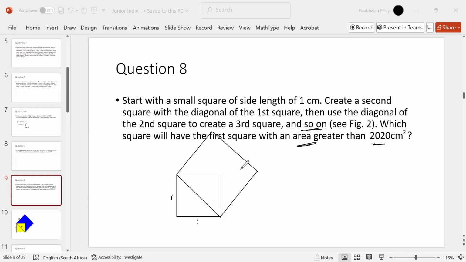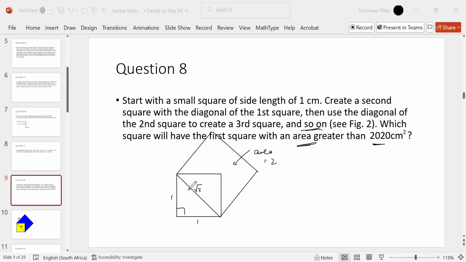And what's the area of the second square? By Pythagoras, this is square root of 1 plus 1. So this is square root of 2. All right, so the hypotenuse is square root of 2, but the area of this new square is the square of the hypotenuse. So this area here is 2, because the square of square root of 2 is 2, right? So the second square has got area 2, right?